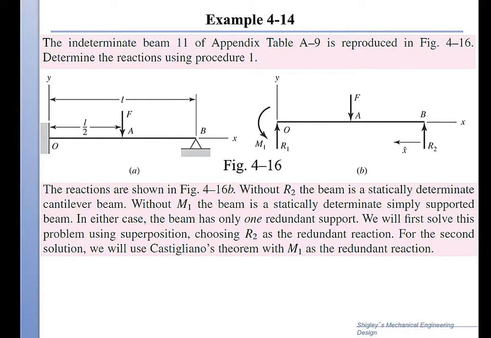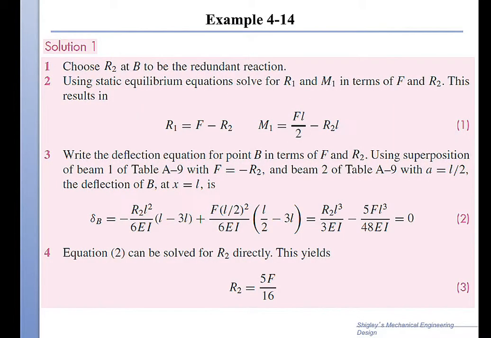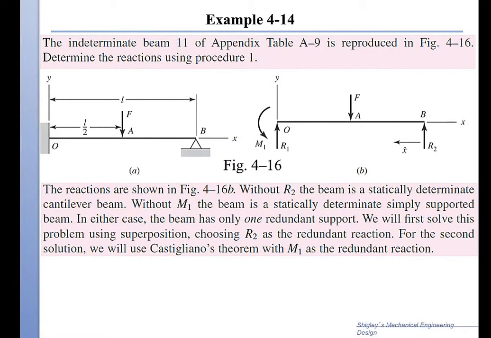So the first equation is that R1 is F minus R2, and M1 is FL over 2 minus R2 times L. This just comes from F being split between R1 and R2, and then you have M also.